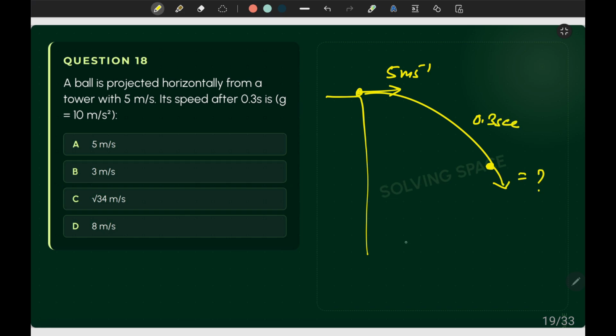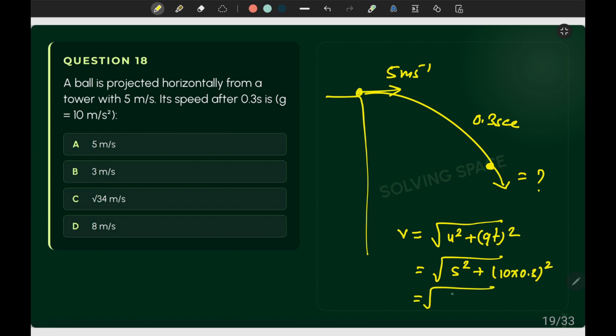Very simple, we have a direct formula to calculate the velocity. V is equal to root under u square plus (gt) whole square, that is 5 square plus (10 into 0.3) square, equal to 25 plus 9, this is equal to root under 34. That means the correct answer is C. Now next question.